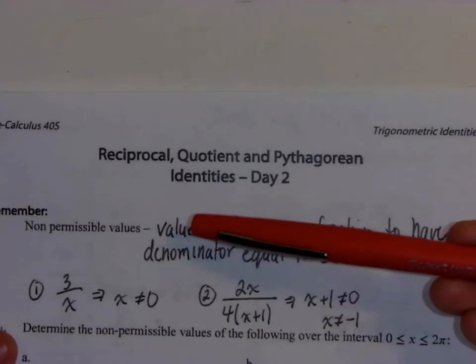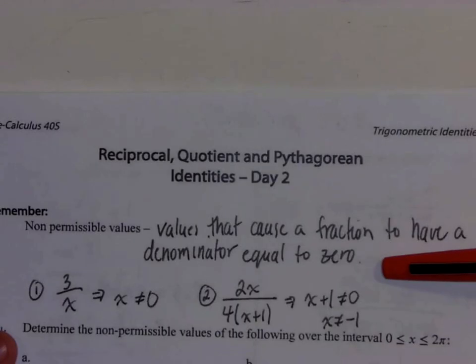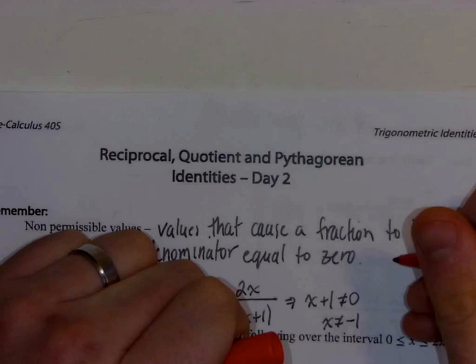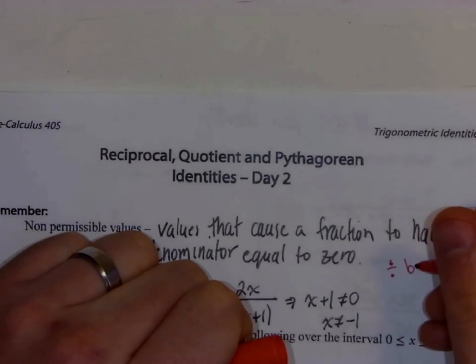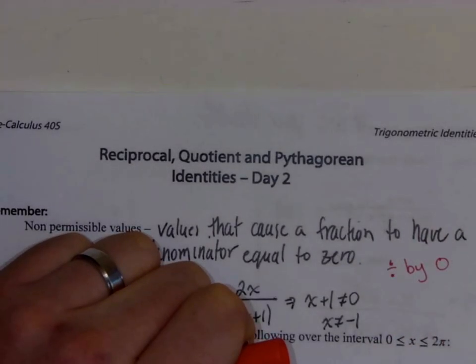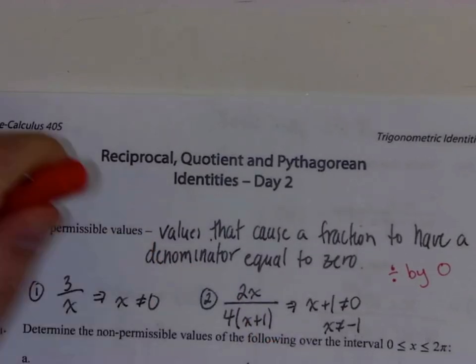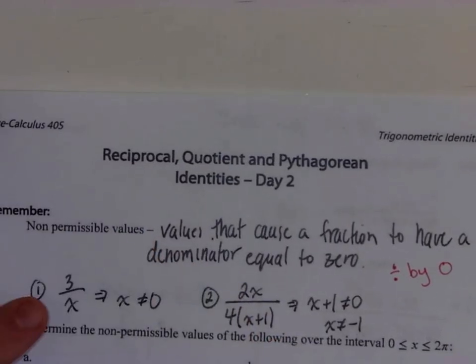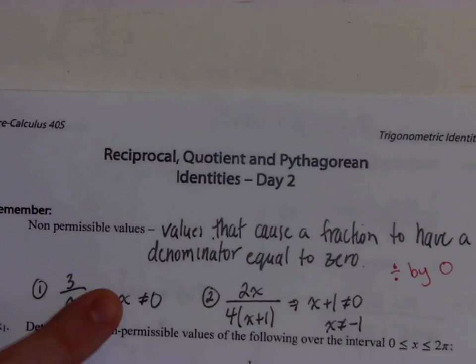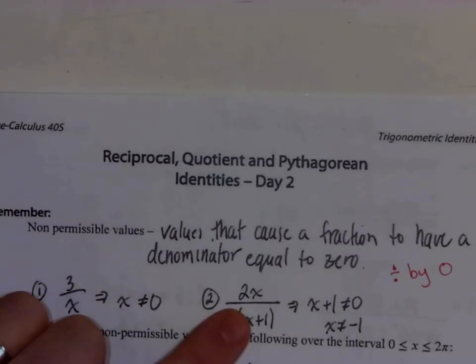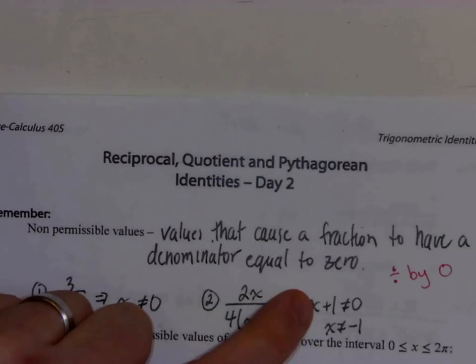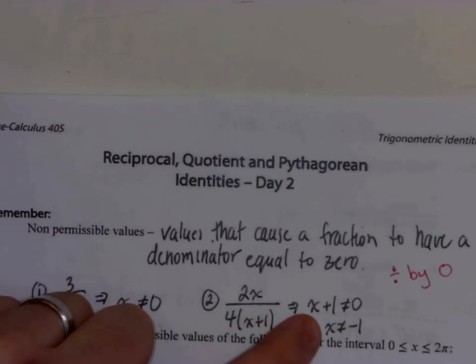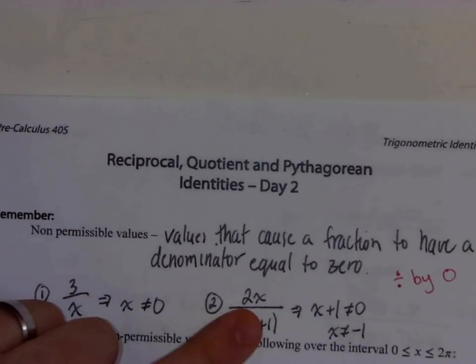So just a reminder that NPVs are values that cause a fraction to have a denominator equal to 0, which basically is just telling us that we are not allowed to divide by 0 in any question we have. This looks a little bit more like grade 11 for you guys, so in this case, x could not equal 0. In this question, x plus 1 could not equal 0. So you just kind of take it out of the fraction, solve for when it's equal to 0, which in this case, x would not be allowed to equal -1. Again, just because in math, we're not allowed to divide by 0.